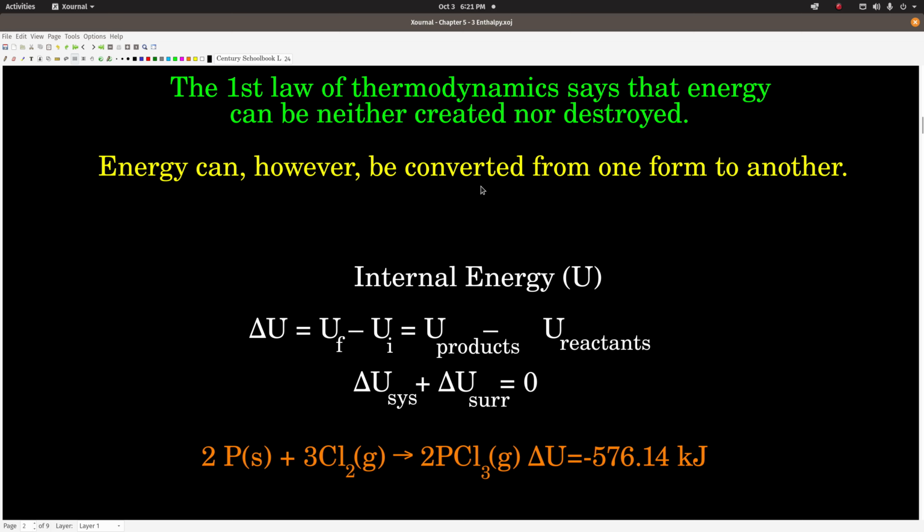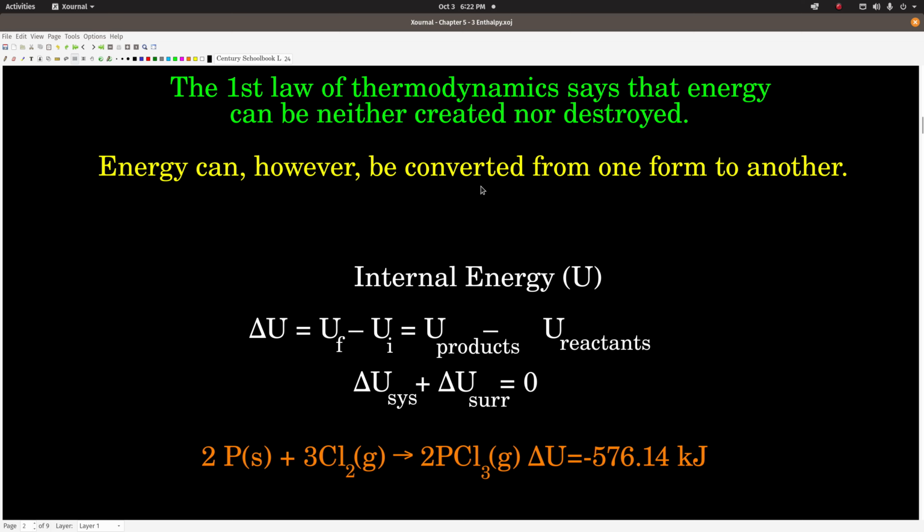First of all, we're going to start with the first law of thermodynamics, and what that says is that energy can be neither created nor destroyed. That's one form of it. But what we can do is convert energy from one form to another. That's one of the useful things that we actually do with chemical reactions.